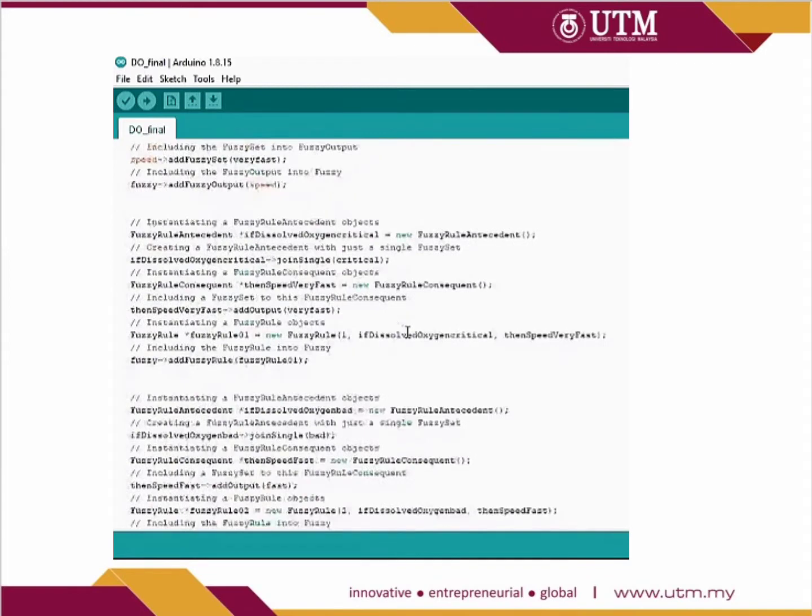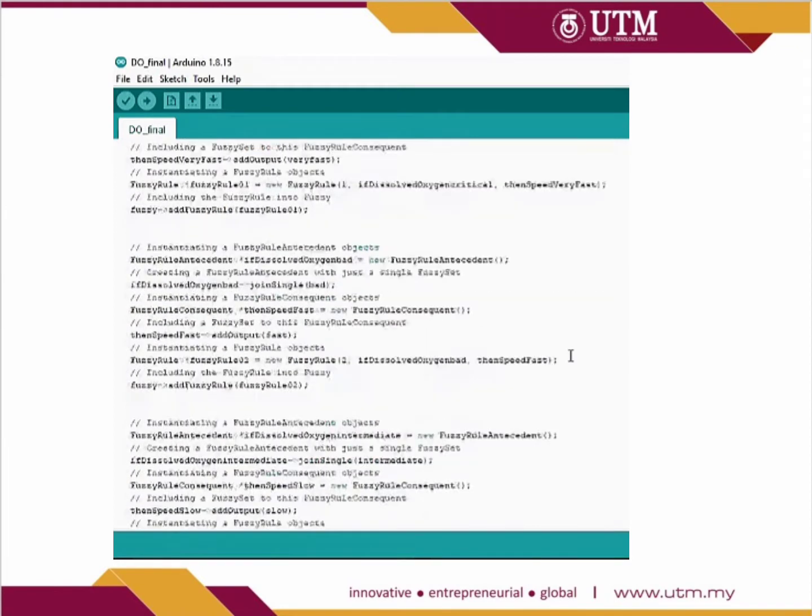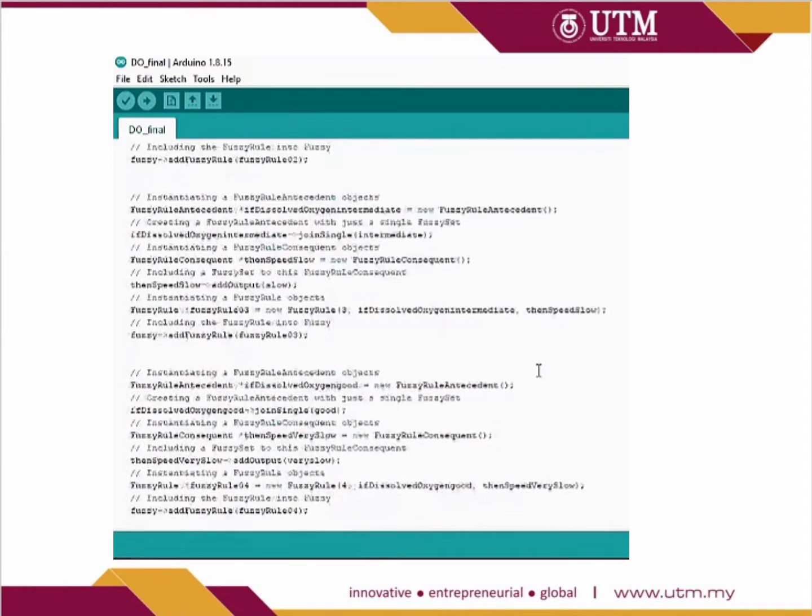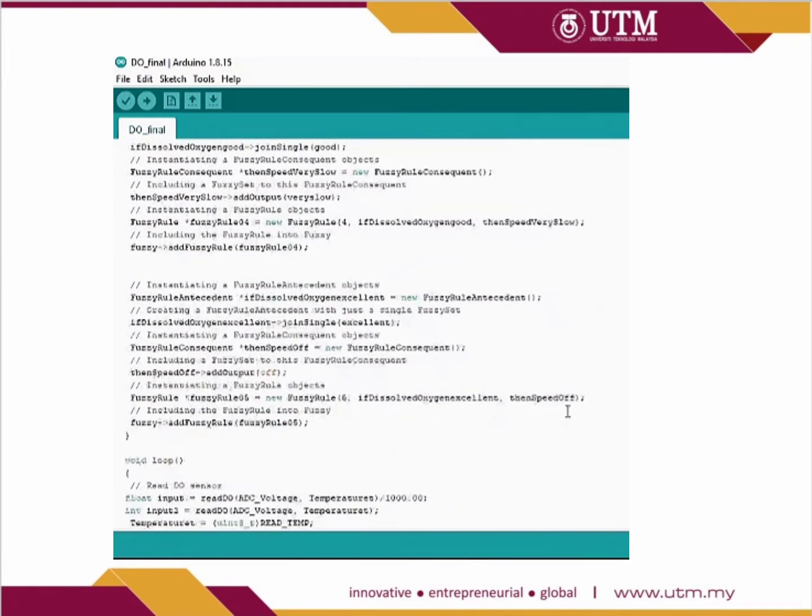To make the system operate correctly, 5 rules are implemented using if-then conditions. First, if DO is critical, then speed is very fast. Second, if DO is bad, then speed is fast. Third, if DO is intermediate, then speed is slow. Fourth, if DO is good, then speed is very slow. Lastly, if DO is excellent, then speed is off.